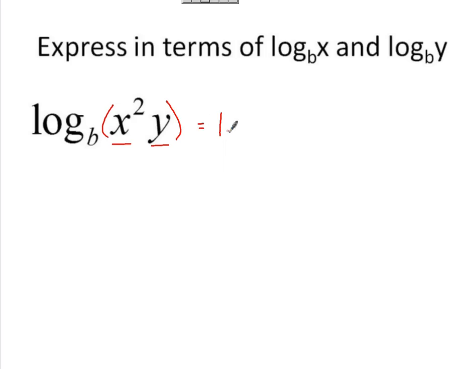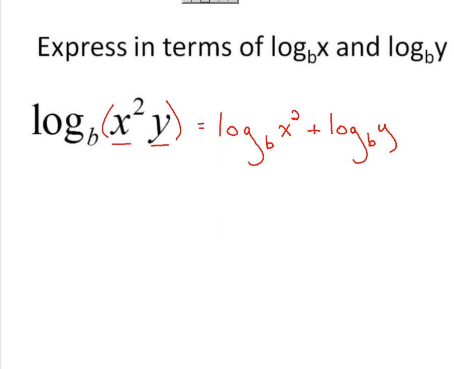This would equal log base b of x squared, that's the first part of the product, plus log base b of y, because that's the second part of the product. And I'm trying to express this in terms of log base b of x and log base b of y. I've got log base b of y over here. This is not yet log base b of x. Right, it's log base b of x squared.